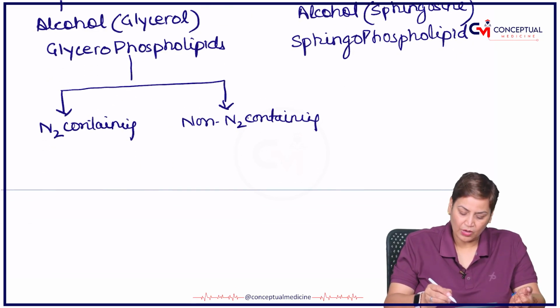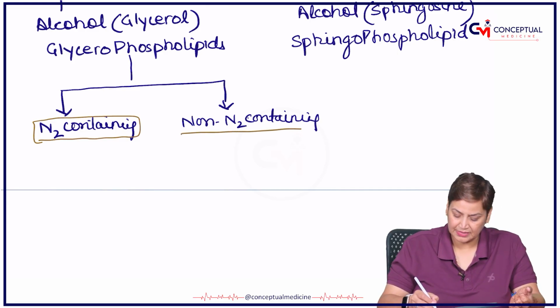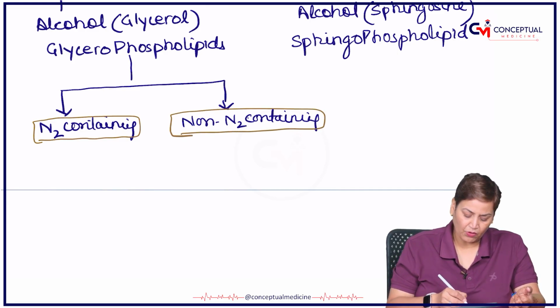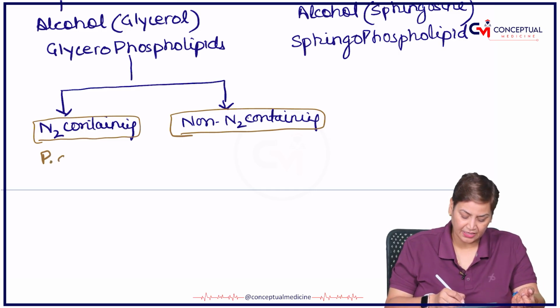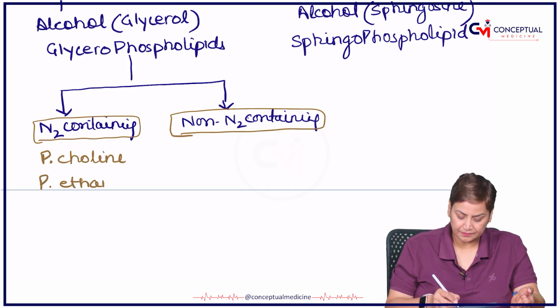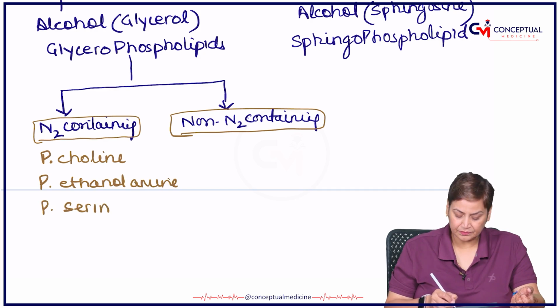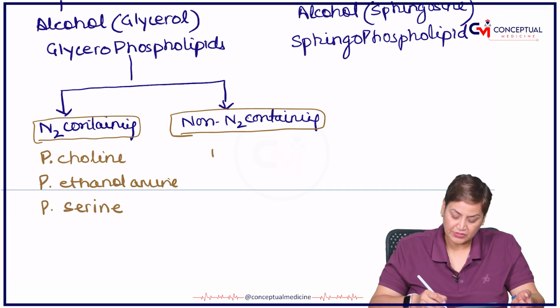If we talk about nitrogen containing, the most common examples are phosphatidyl, because phosphatidic acid is there: phosphatidylcholine, phosphatidylethanolamine, phosphatidylserine, and non-nitrogen will have phosphatidylinositol.